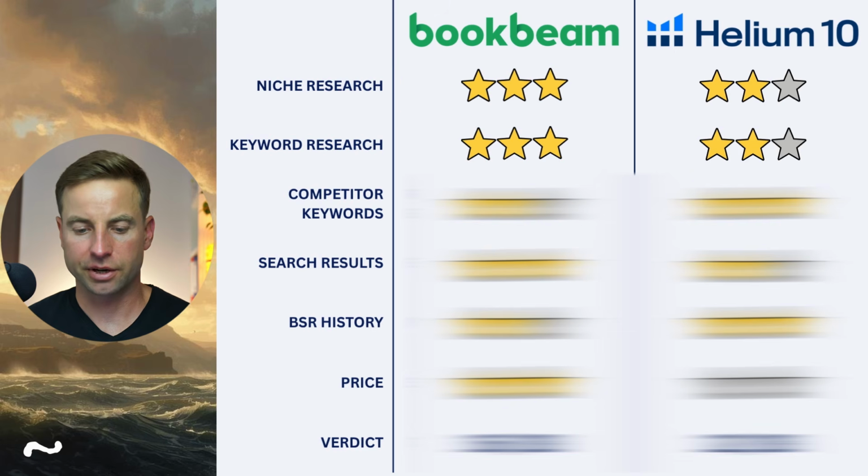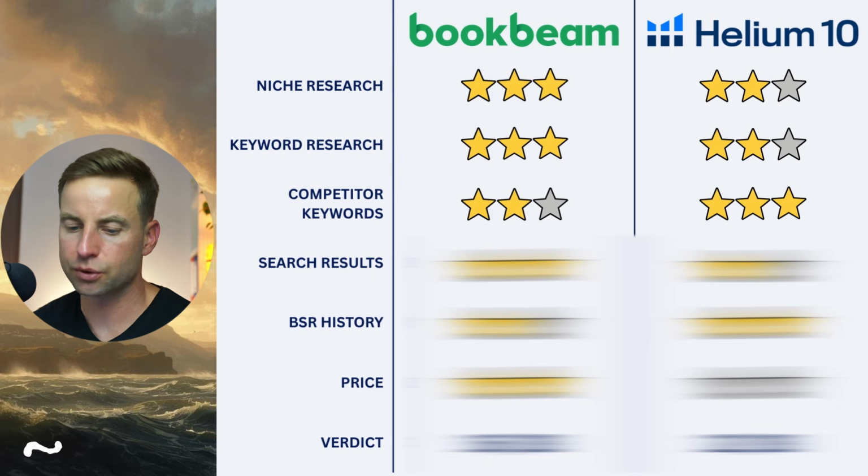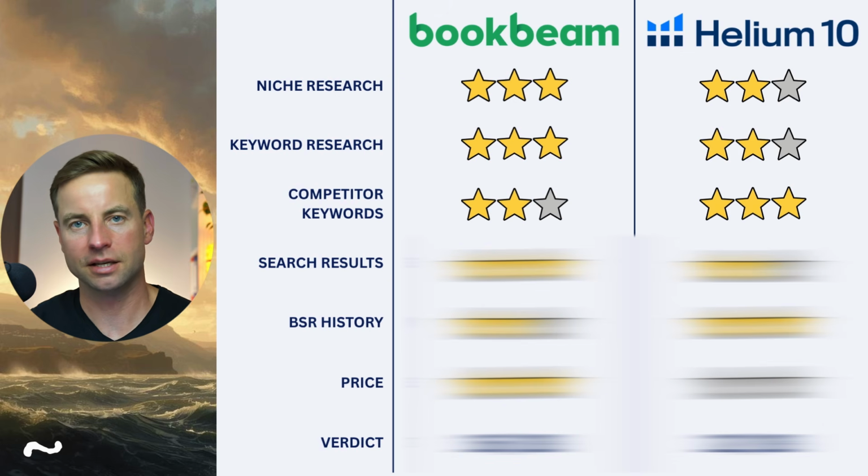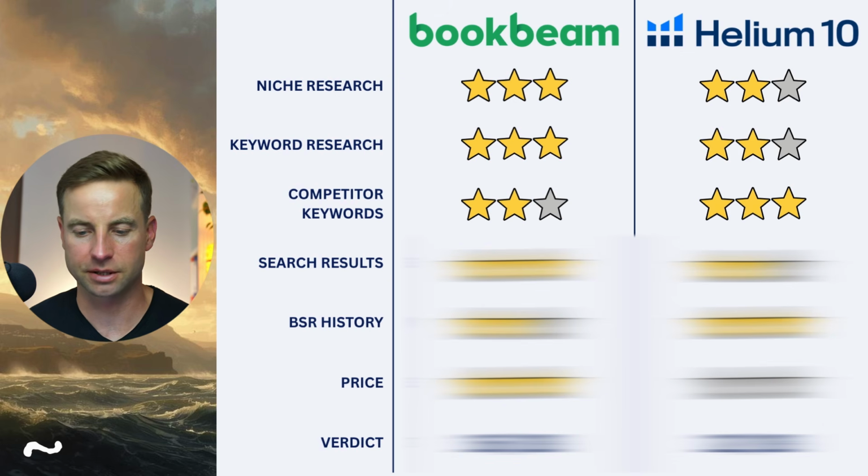So for competitor keywords, I would give BookBeam 2 stars and Helium10 3 stars, mainly because Helium10 offers us that history feature that is not using the credits. And also Helium10 provides us that additional suggested bid information, which might be useful, but this is not a big deal. But overall, due to that history feature, Helium10 is winning here. However, I'm really satisfied with the data that BookBeam is getting me as well.